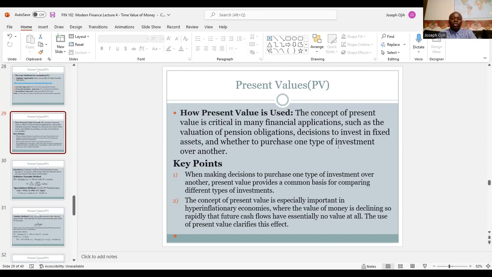We also use it when the economy is going through a period of high inflation, where many things become priced above their actual value. You can use the present value method to determine the true value of that asset or investment and decide how much to spend on it. Okay.